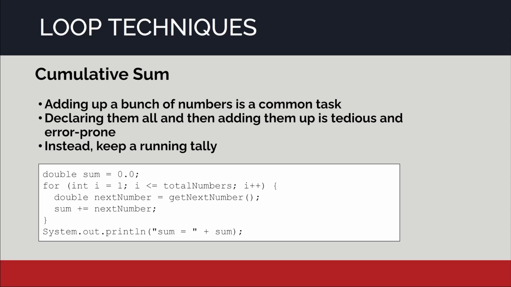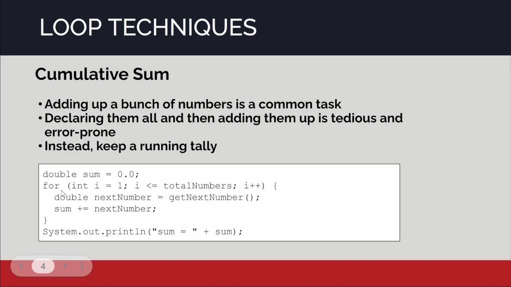And so instead we're going to keep a running tally, which is the essence of the cumulative sum problem. In this code on the screen, we start by declaring a variable called sum. And then we go through our for loop and we go up to this maximum number, which is called total numbers. Just assume for the sake of this example that total numbers is defined somewhere outside this code block, and it represents the total number of numbers that we're going to process. Likewise, assume that this getNextNumber method is already predefined and it gets the next number from whatever source. It's not important, it just gets the next one we need to process. Every time we call it, it'll just get the next one.